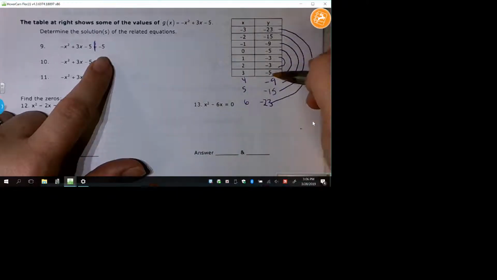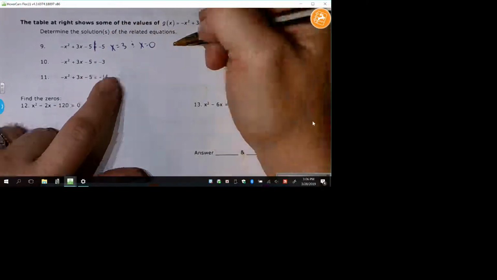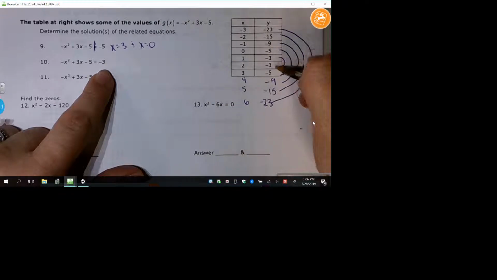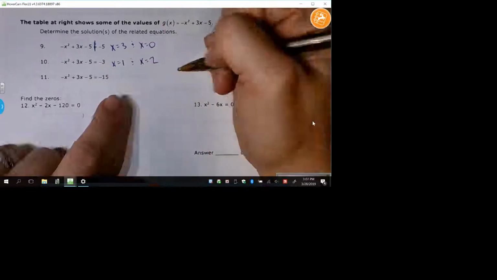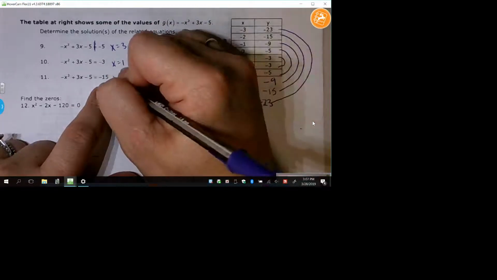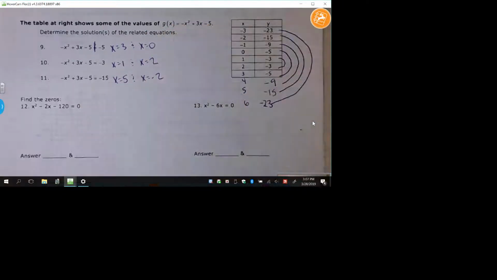So negative 5 is at x equals 3 and x equals 0. Negative 3 is at 1 and 2. And negative 15 is at 5 and negative 2. There are your answers. Thanks to the rainbow.